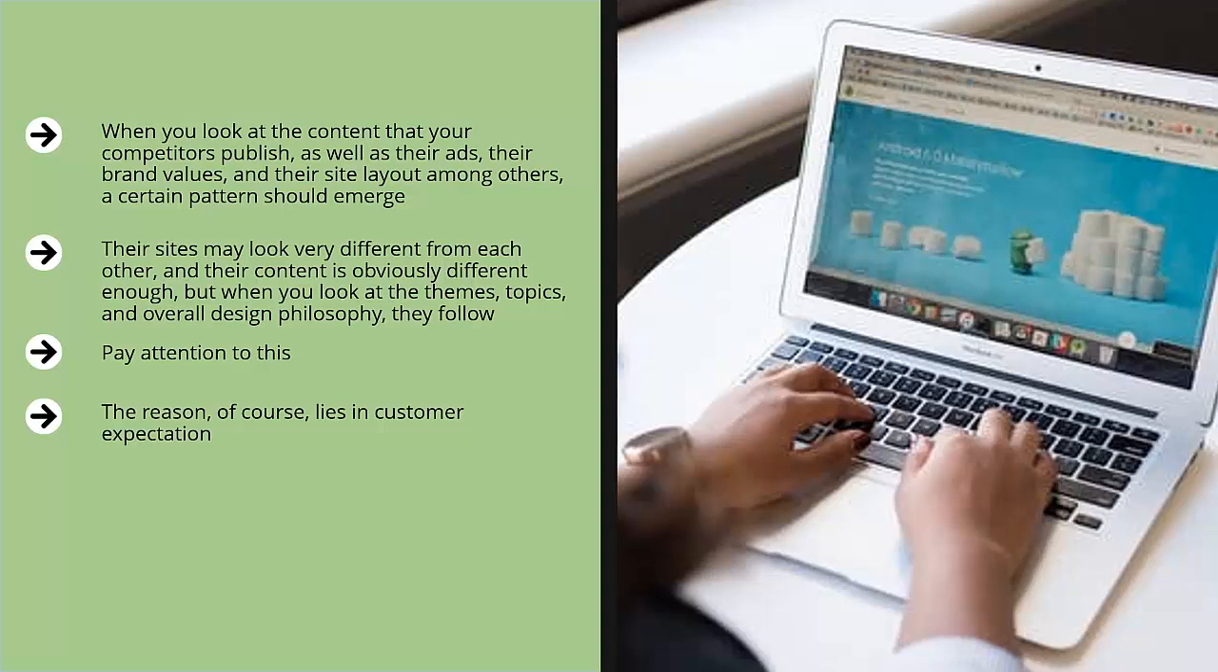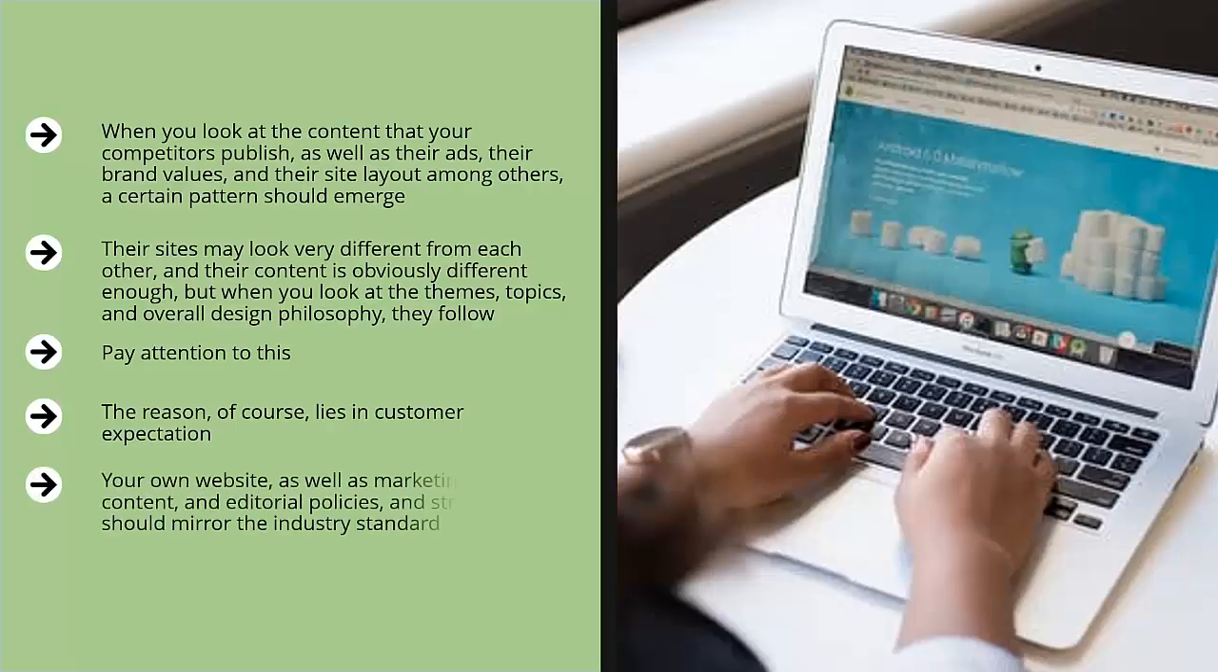The reason, of course, lies in customer expectation. When customers see that service providers have websites designed a certain way, that's what they will look for. At the back of their mind, that is the industry standard. Look for this industry standard. Your own website, as well as marketing materials, content, and editorial policies and strategies should mirror the industry standard.